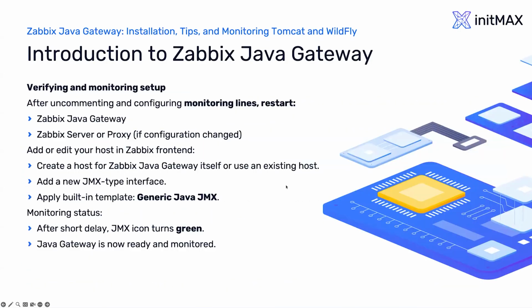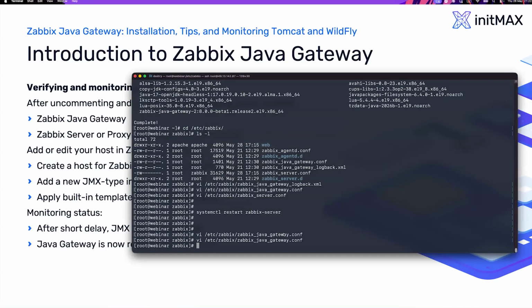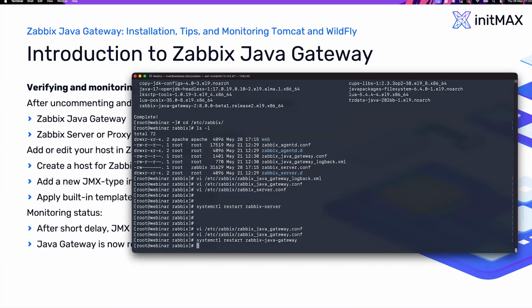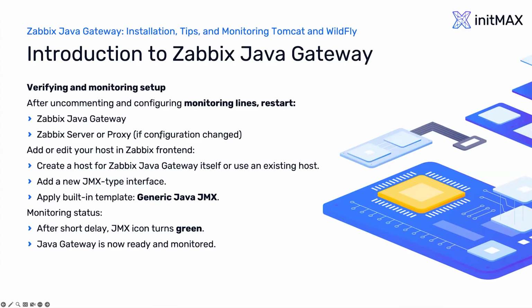Verifying and monitoring the setup. After uncommenting and configuring the monitoring lines, restart Zabbix Java Gateway. I don't remember if I did that. So systemctl restart zabbix-java-gateway. As I said previously, every time you edit a configuration file of any Zabbix component, you need to restart it. Zabbix server, I think, we already did restart.